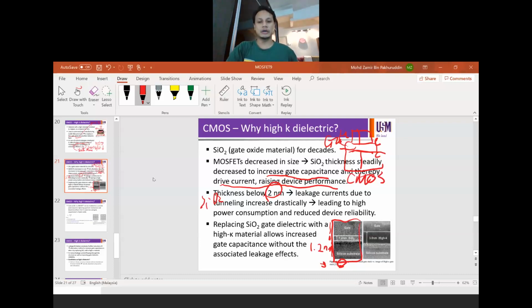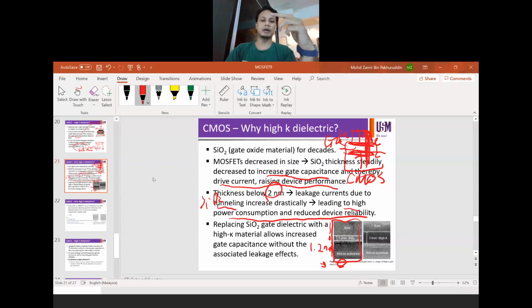Thickness, the moment you go to below 2 nanometer thickness for SiO2 gate oxide, then there will be leakage current due to tunneling effect. So kita dah belajar sebelum ni kan, if it's too thin, if it's too near, then we're gonna have tunneling effect drastically. So maksudnya if you have tunneling, then your oxide will no longer serve as an insulator. So kalau you tengok kat parallel plate punya konsep ni, ruang ni dia boleh dah, current boleh just penetrate. So due to leakage, right? Because it's too thin, leading to high power consumption in the device and reduced device reliability. So maksudnya kalau kita nak switch on 0, then it might end up as still 1.